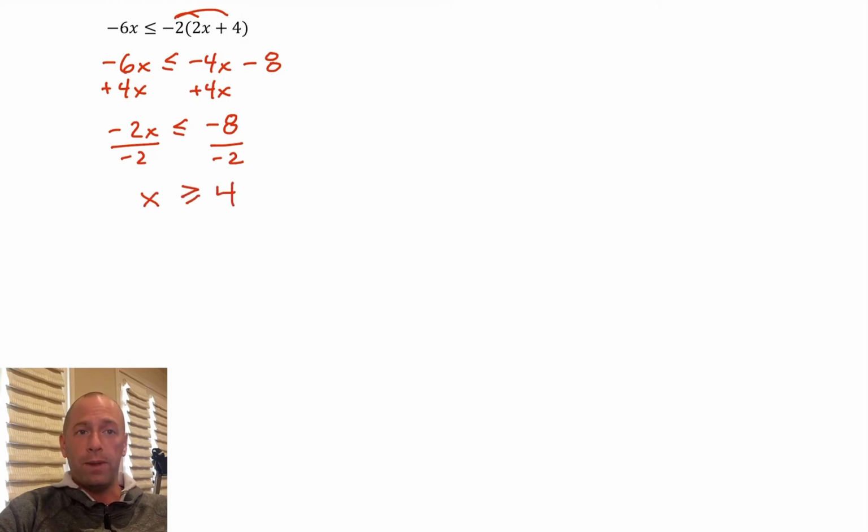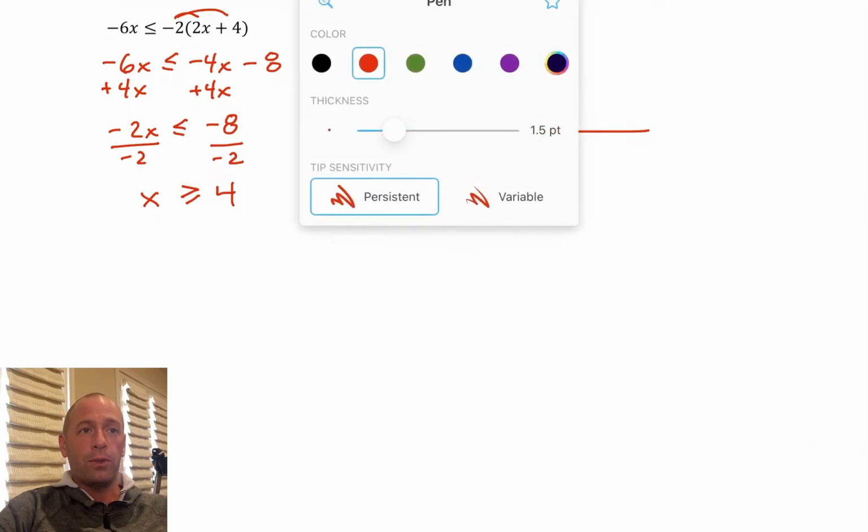If you don't believe me, choose a number that's 4 or greater, substitute it into the original inequality, and you'll see the left is less than or equal to the right. So unlike the last question, 4 this time is a solution, and the way we show that is with a solid dot. And since we're talking with the numbers greater than 4, we shade to the right.